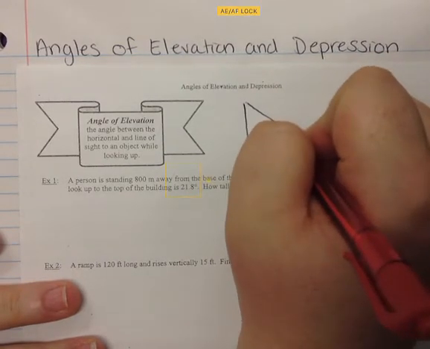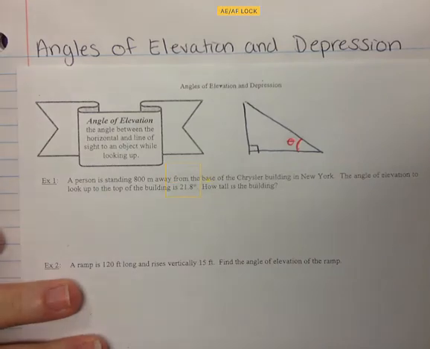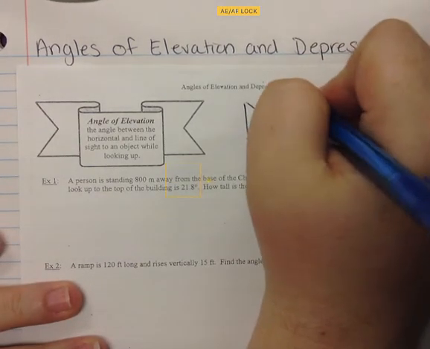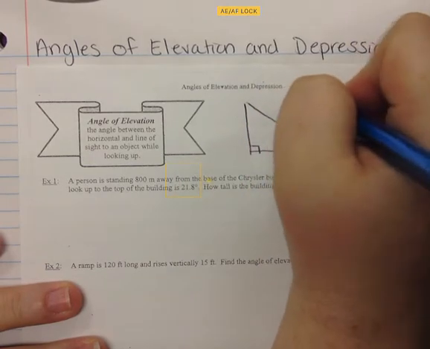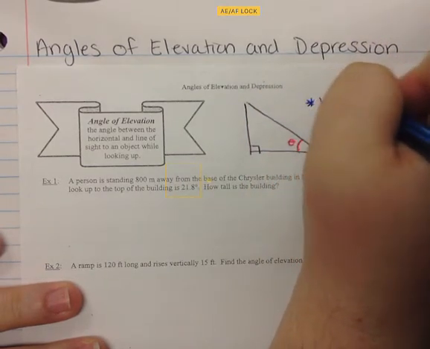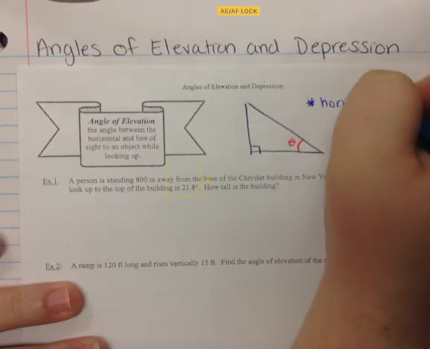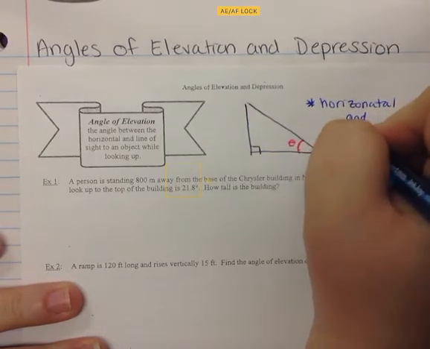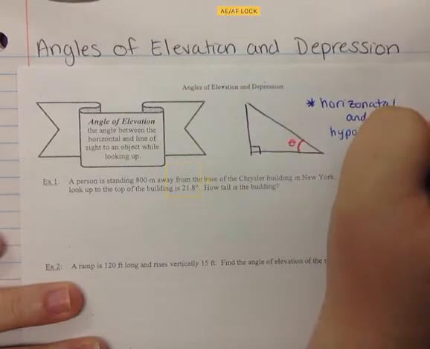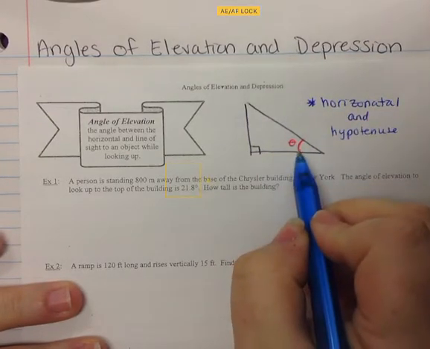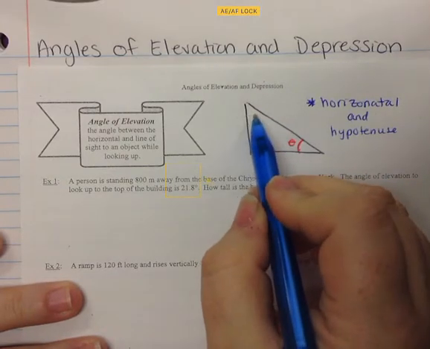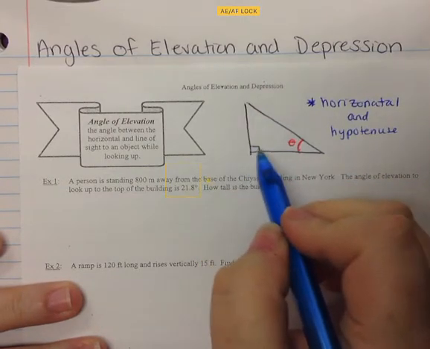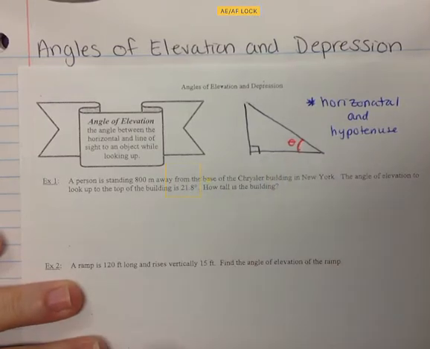This is your theta. Now, a way to remember this is that your angle of elevation is always between the horizontal and the hypotenuse. So between the horizontal, you would draw an arc from the horizontal to the hypotenuse. It's not going to be located here because this is the vertical. So this is the horizontal. Generally, it's going to be the ground.